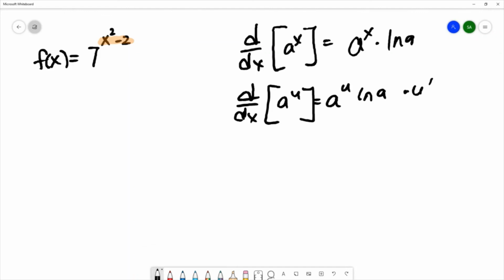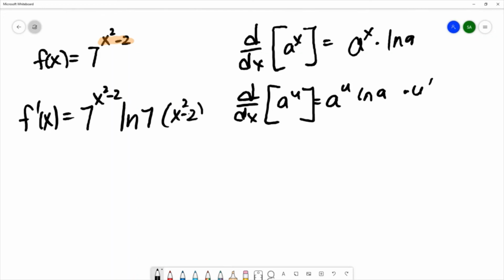So to calculate the derivative, it's going to be 7 to the x squared minus 2 natural log of 7 times the derivative of what's inside, which is in the exponent. So it's going to be 7 to the x squared minus 2 natural log 7 times 2x.